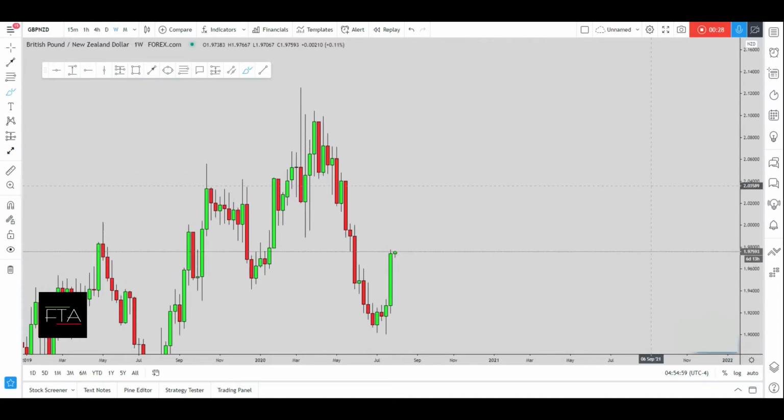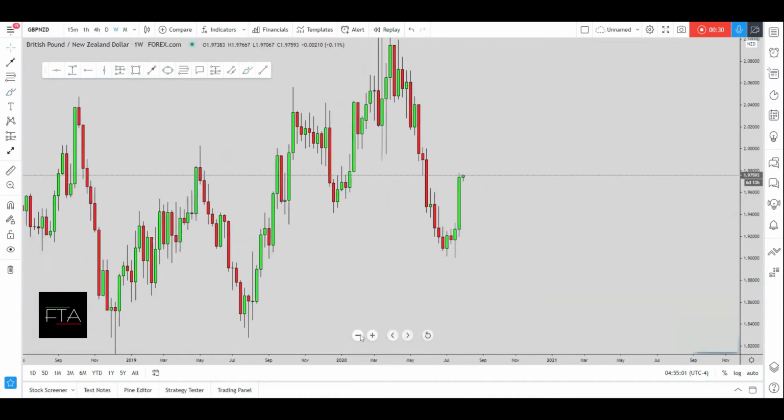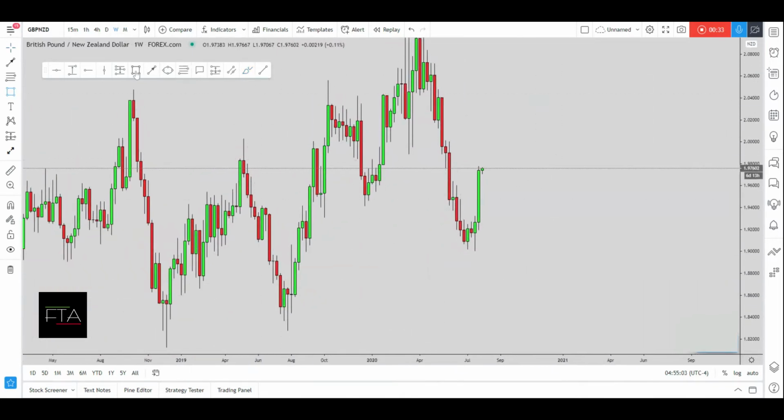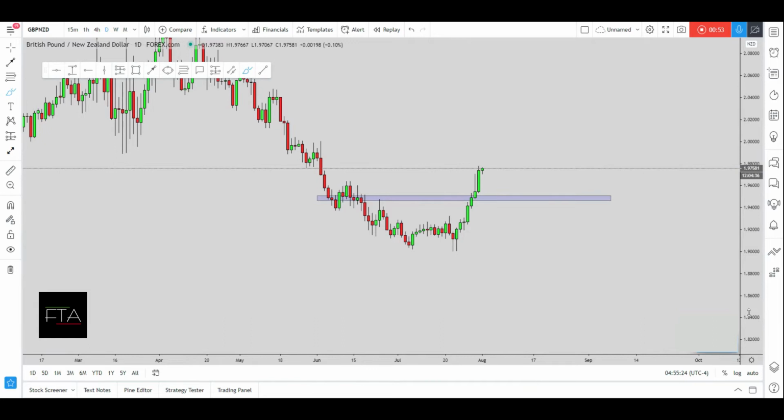Now, on the weekly, if you remember, what did we say in our previous analysis? We said that clearly we had this structured level here that we at least expected the market to hit. Now, as you can see, the market has not only hit the level, but it has actually exceeded it and broken the structure to the upside. So definitely even better than what we actually wanted to see. Going down on the daily time frame, what do we have?